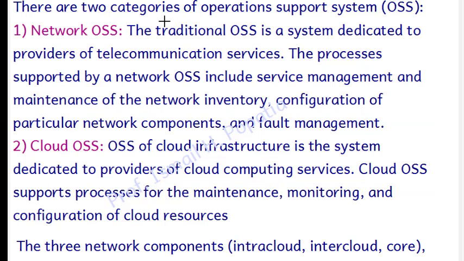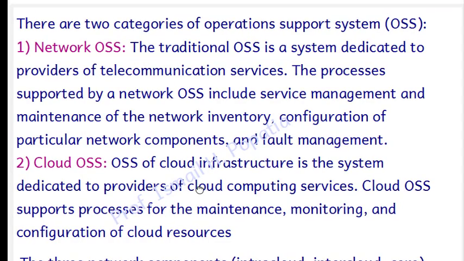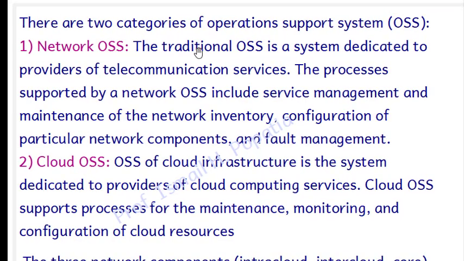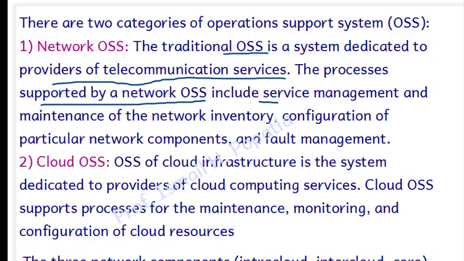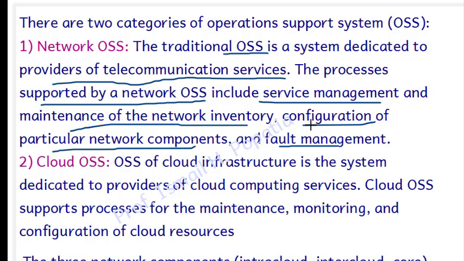There are two categories of operations support system, OSS, as we saw. The first is the network operations support system, network OSS. The traditional OSS is a system dedicated to providers of telecommunication services. The processes supported by network OSS include service management, maintenance of network inventory, configuration of particular network components, and fault management.